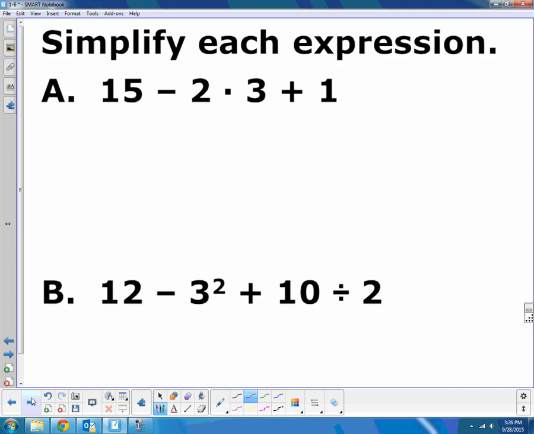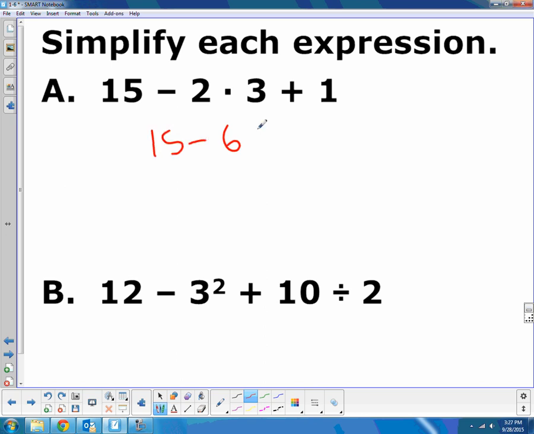So if we follow our order of operations, we follow our PEMDAS, there are no parentheses, there are no exponents. So I do any multiplying or dividing from left to right. I'm going to do the 2 times 3 right there. So I'm going to do 2 times 3 first to get 6.